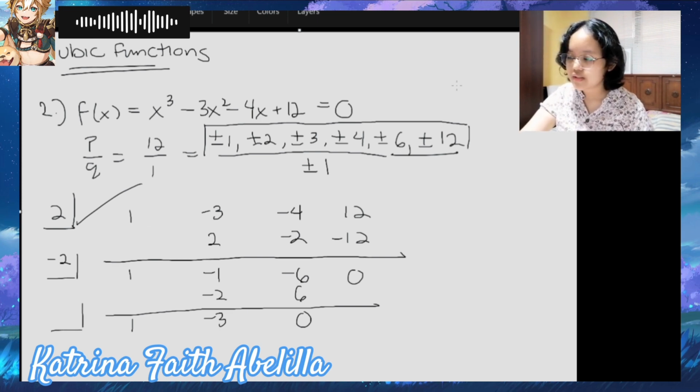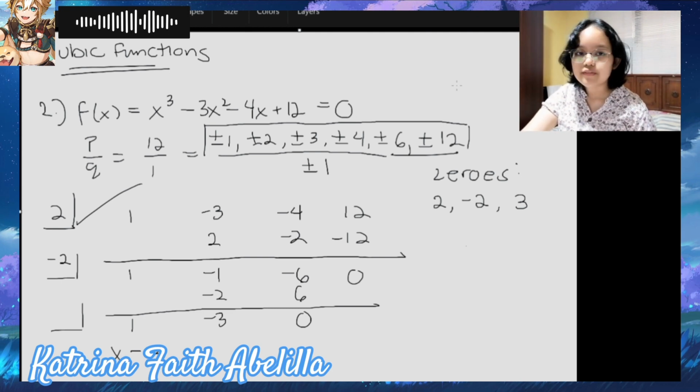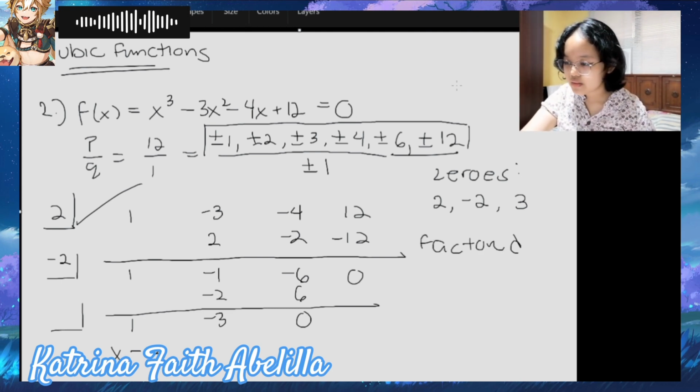Now we can repeat the method again, but since there are 2 terms left, we can factor it. This is equal to x minus 3. So our zeros for example number 2 are 2, negative 2, and positive 3. Since this is transposed, it becomes x equals 3. In factored form, it will look like this: x minus 2, x plus 2, and x minus 3.